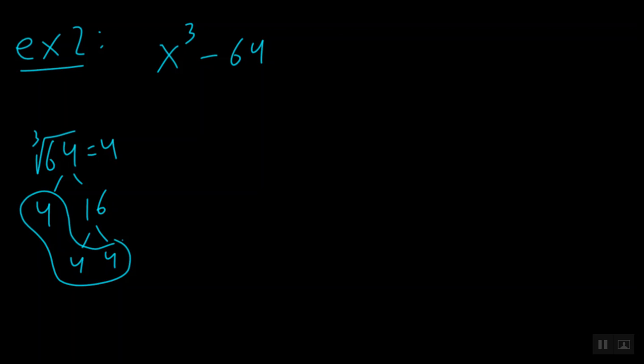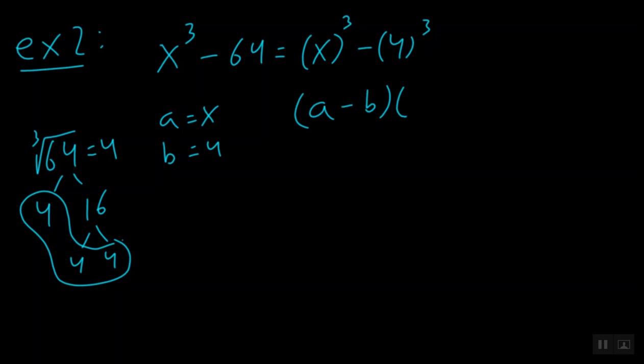Or to put this another way, we could say that our a value is equal to x and our b value is equal to 4. x cubed is really saying the value of x cubed minus 4 cubed. Okay, and let's go ahead and write our formula. So we know the formula is going to be a minus b, parentheses, a squared plus a times b plus b squared, and now we can fill it all in.